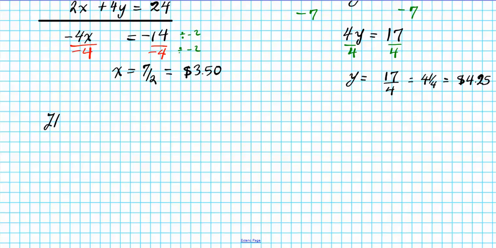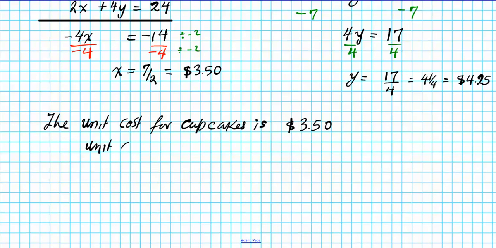Okay, so let's write down the meaning. The unit cost for our cupcakes is $3.50 each. And then the unit cost for brownies is, let's see, what is it? $4.25. Okay, so that's that.